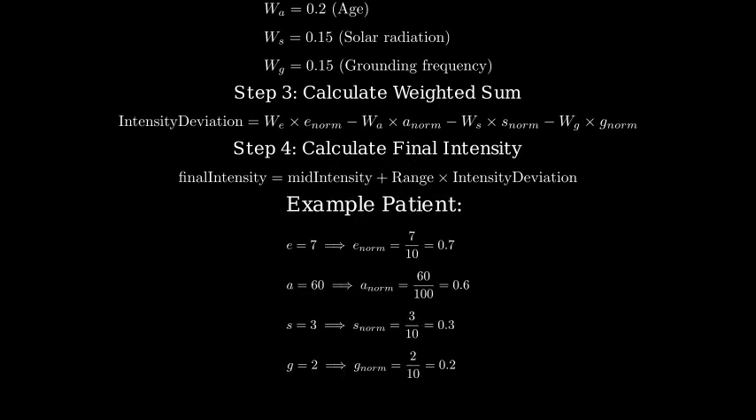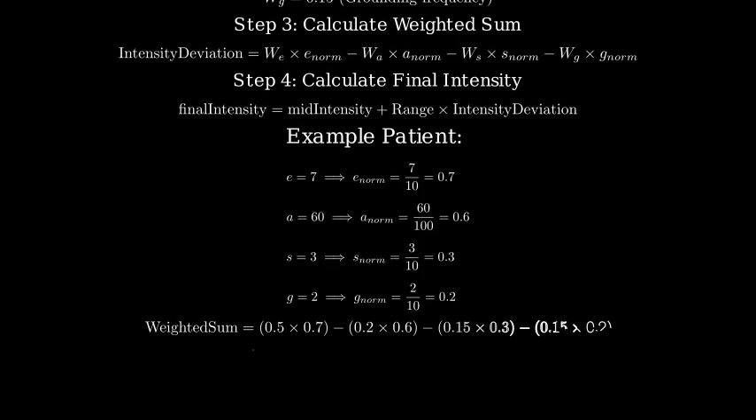For a patient with electrolyte deficiency 7, age 60, solar index 3, and grounding frequency 2, first we normalize these values. E norm equals 7 divided by 10 equals 0.7. A norm equals 60 divided by 100 equals 0.6. S norm equals 3 divided by 10 equals 0.3. G norm equals 2 divided by 10 equals 0.2. Then we calculate the weighted sum.